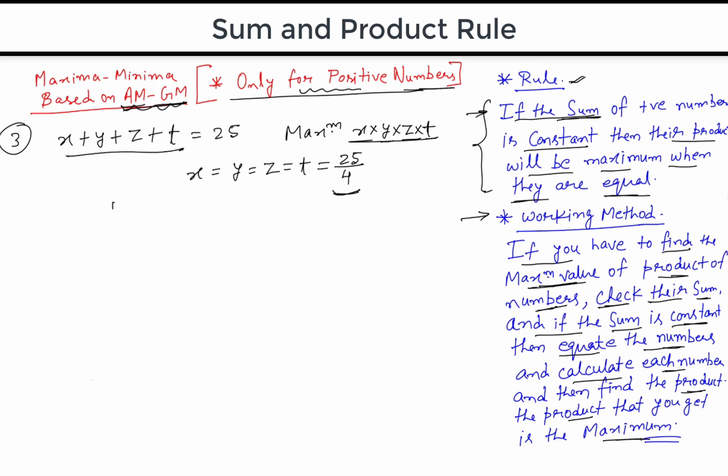So the maximum value of this product is equal to, also this doesn't require to be written, this you can do mentally. The maximum value of x into y into z into t should be equal to 25 by 4 to the power 4, whatever it is. You can say it is 5 to the power 8 divided by 4 to the power 4, which is 390625 divided by 256.